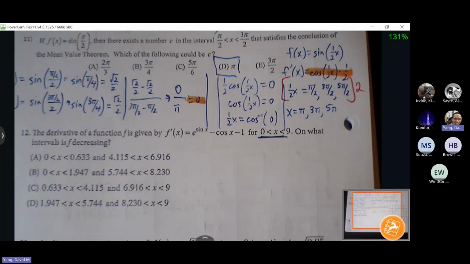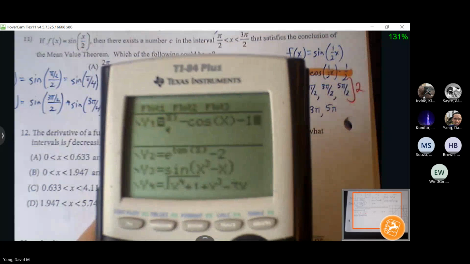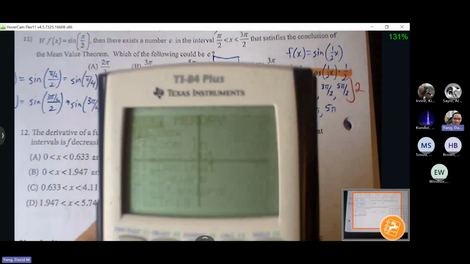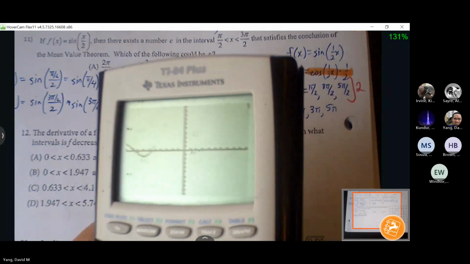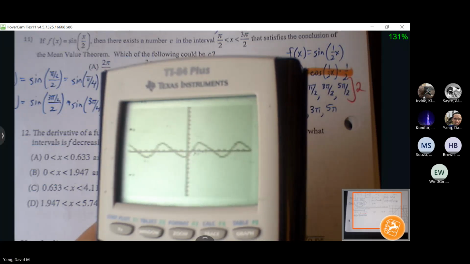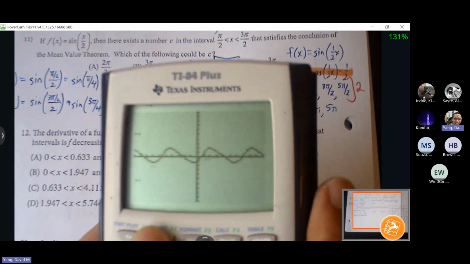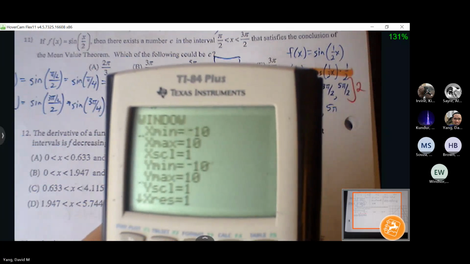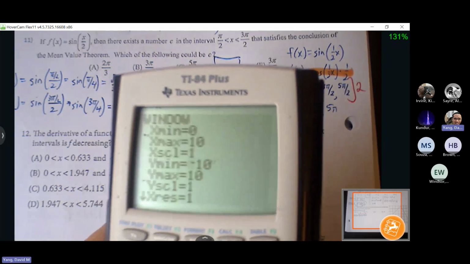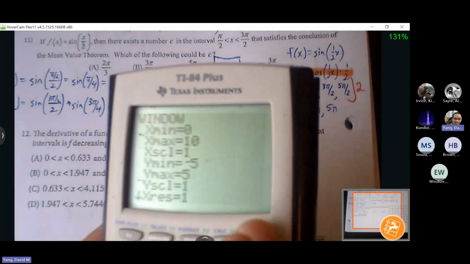Okay, e to the sine of x minus cosine of x minus 1. I'll just do zoom 6. Actually, I only look at what's between 0 and 9 here, so let me adjust my window here. Let's go from 0 to 10. I don't have to show all of these here.